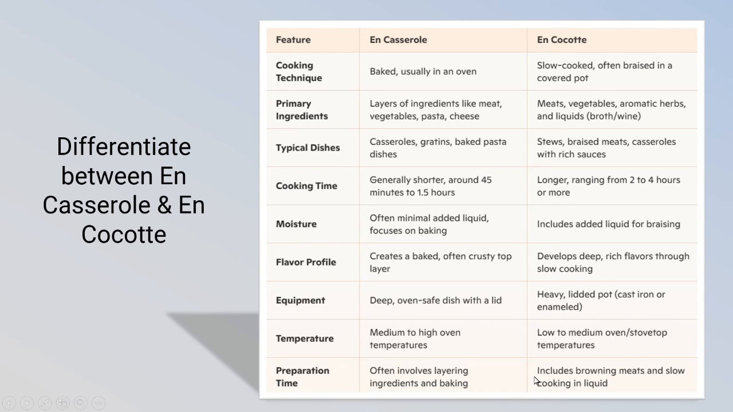In the case of cocotte, we require browning of meat and slow cooking in liquid. First is searing and then cooking. In the case of casserole, it gets colored in the oven itself because of the dry heat cooking method. Clear? So that's the difference.